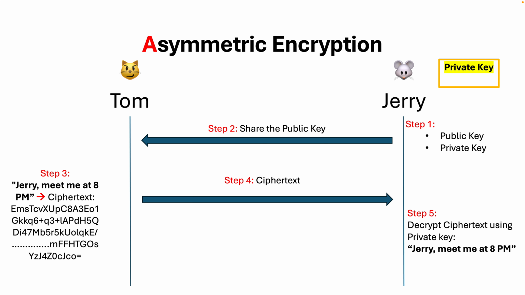The private key has never shown up on the network. It's stored with Jerry locally only. This is the beauty of asymmetrical encryption. Tom and Jerry did not need to secretly meet to share a password. Tom just needed Jerry's public key, and that alone was enough to send a secure message.